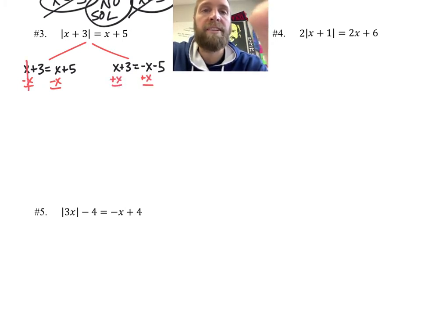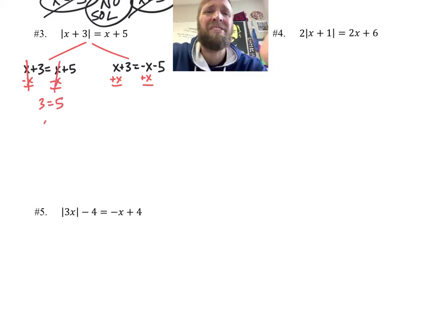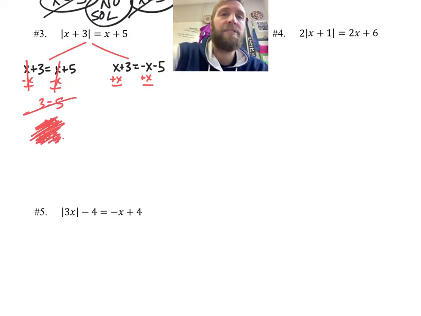Cool, x minus x eliminated, gone. 3 equals... x minus x eliminated. Does 3 equal 5? No, never. That is a no solution. But I don't want to write no solution because there might be a solution over on the right side. But that one's definitely not an answer over there.